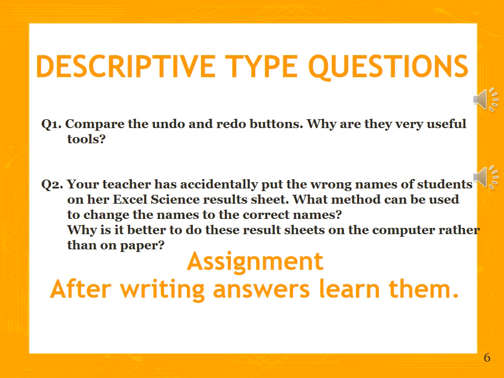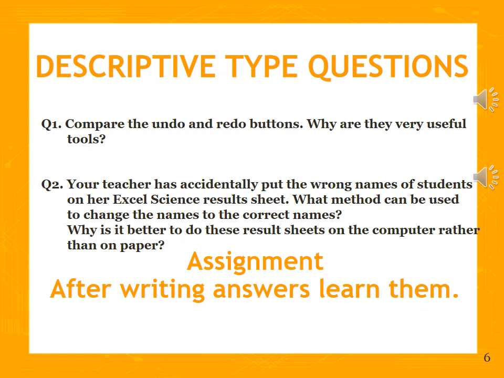Now the second question is: your teacher has accidentally put the wrong names of students on her Excel science result sheet. What method can be used to change the names to the correct names, and why is it better to do these result sheets on the computer rather than on paper? Okay, you can write in your own words. I am dictating a sample answer.